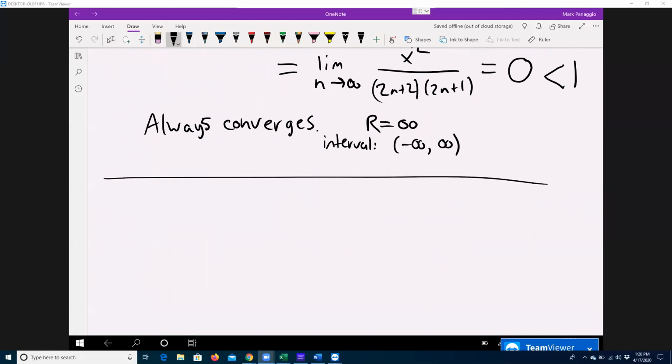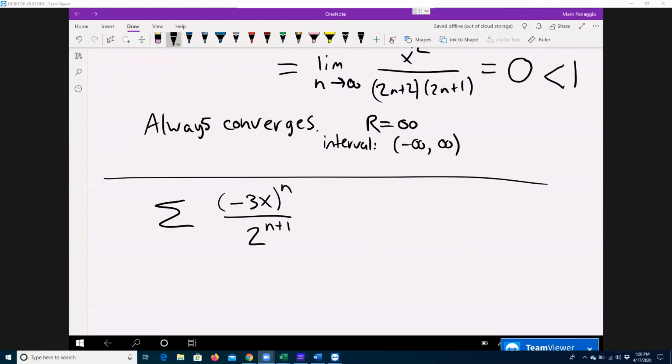Let's do one that's backwards. Okay, let's do one where we have the sum, and we'd like to figure out what it converges to, but still using all these concepts of power series. So let's look at the sum of, how about, negative 3x to the n over 2 to the n plus 1.